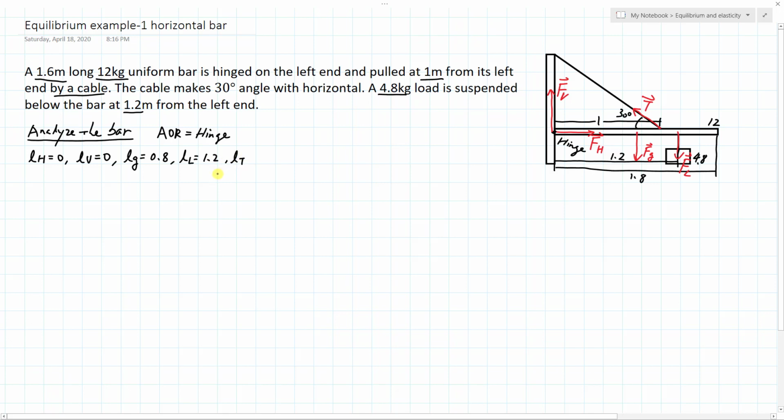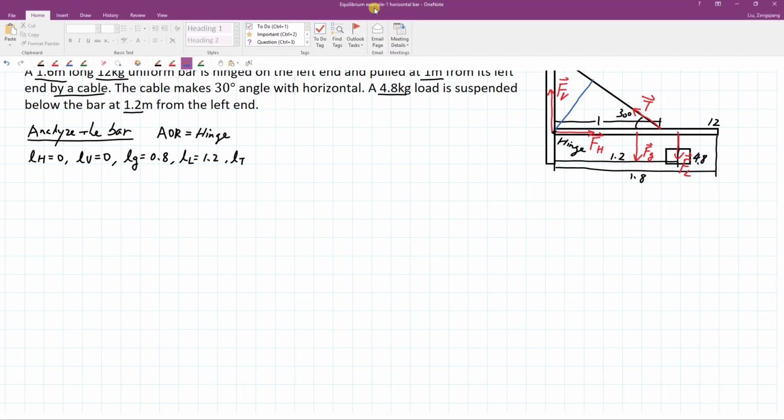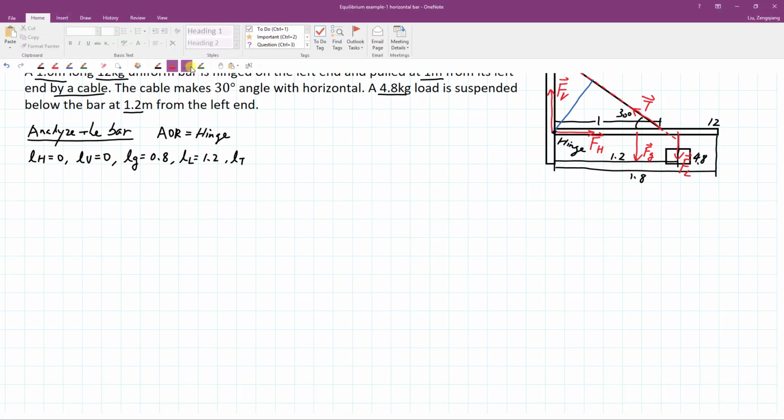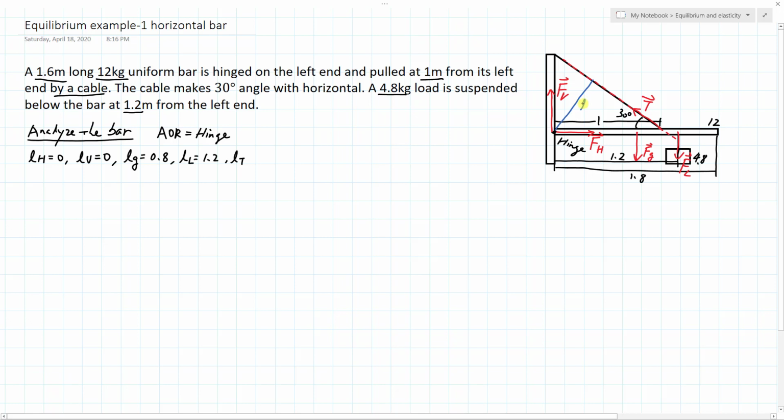And then there's also the lever arm of tension. It's not that easy to find, but we can draw a line. Let's use a different color for the lever arm. So the lever arm here is from the hinge perpendicular to the line where tension has its line of action. So this will be that. I'll extend tension. This is tension's line of action. Alright, so this is our choice of lever arm for tension.